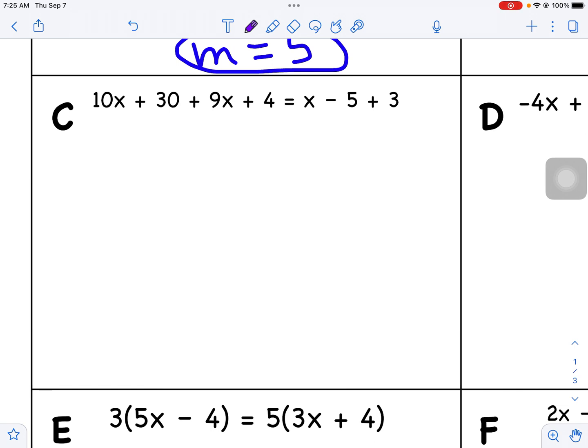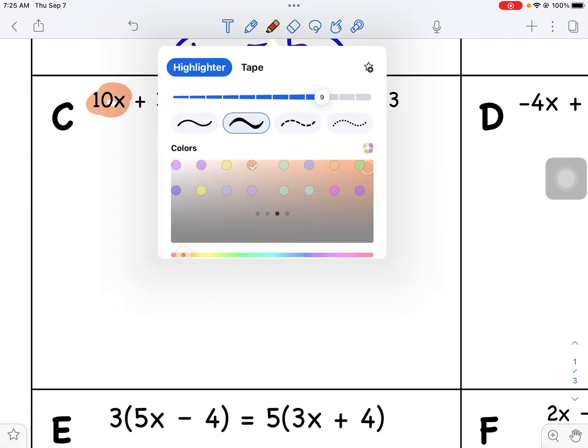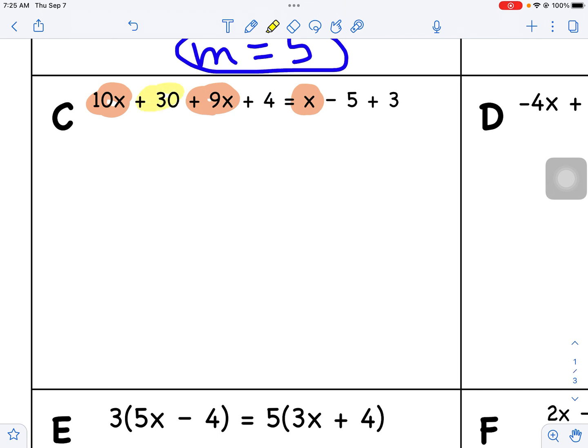Clearly there's a lot more variables on this side, so I'm going to go ahead and highlight all the variables. Again, remember I'm including the addition or subtraction sign that is in front of it. I'm going to switch to another color so you can see that I'm going to do the same thing for the constants. Now I'm going to combine them so there's only one color of each on both sides of the equal sign. So 10x's plus 9x's is going to give me 19x. And 30 plus 4 will just give me 34.